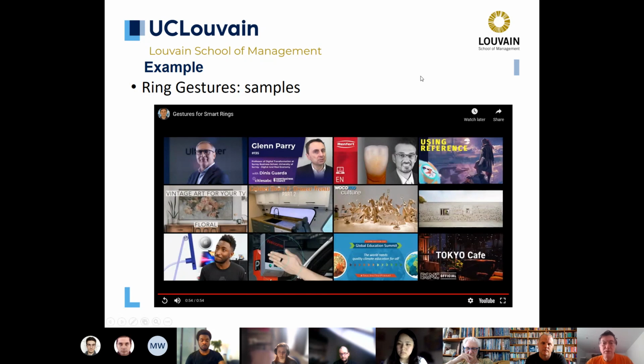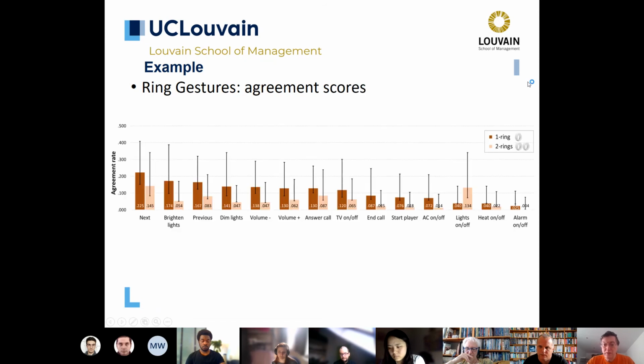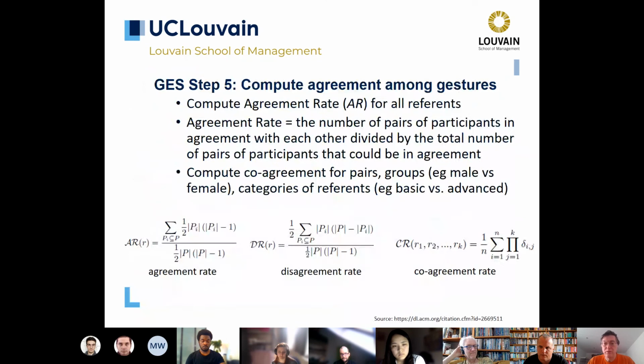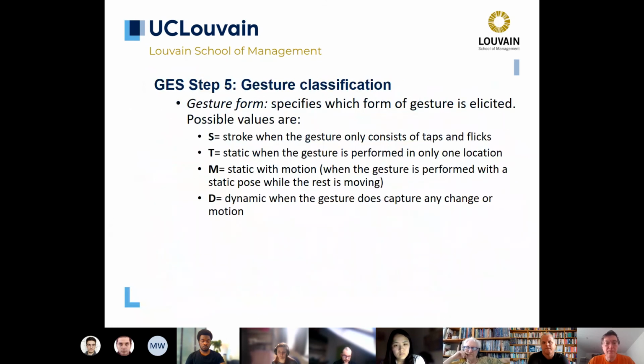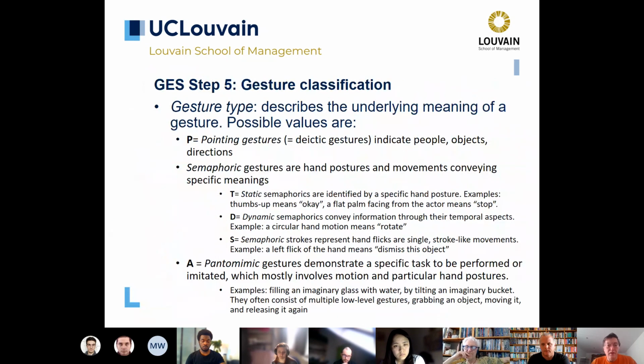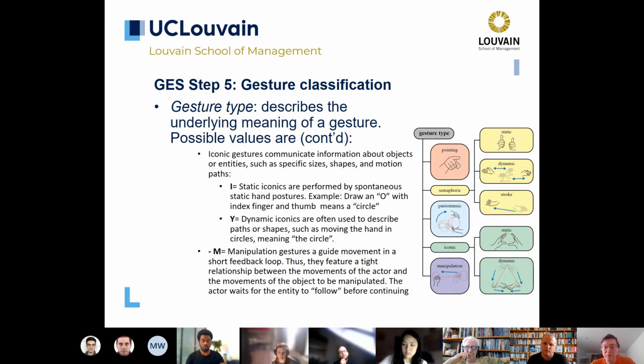So in this video, you have seen a series of gestures which have been elicited from people in order to use the ring device. So let's go back to that. And then, of course, we have to continue with the classification. Last week, I explained several possible classifications. One of my favorites is the Efron classification, where a gesture roughly falls into one of five categories.